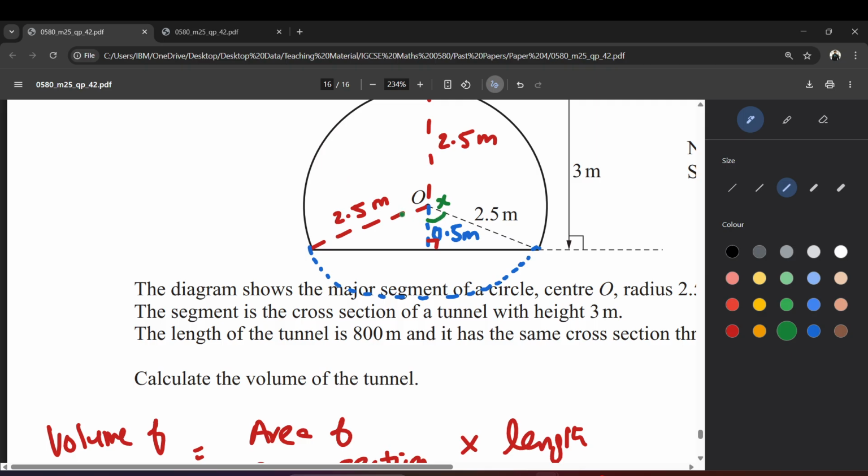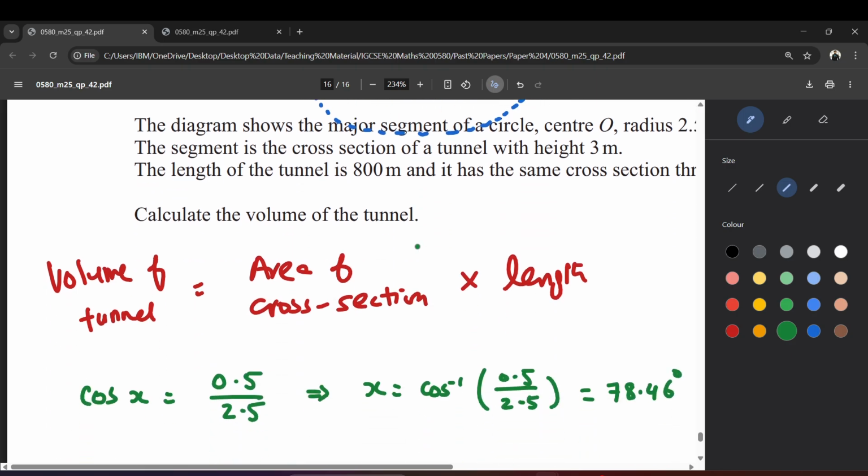But if I want the angle at the center, that should be twice this angle. How can I know that this is twice the angle? Because if you look over here, this is an isosceles triangle. If this is 2.5 meters and this is 2.5 meters, the line which is perpendicular from O till this length, that will be the perpendicular bisector of this. Okay, so therefore this angle is going to be the same as this angle.